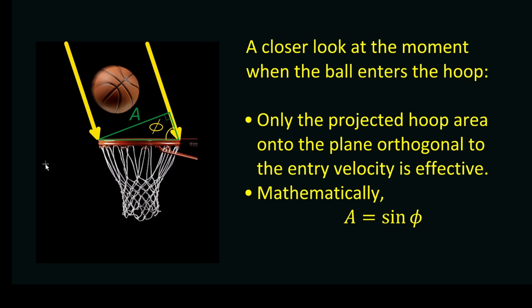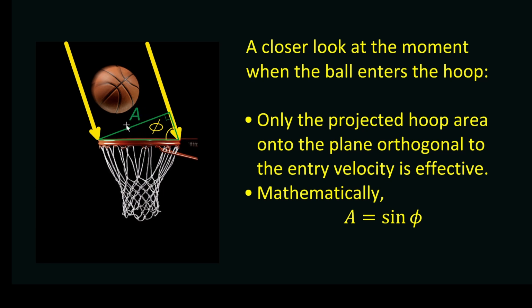To understand the concept of effective hoop area, let's take a closer look at the moment when the ball enters the hoop. So here we have a diagram. The direction of the yellow arrows is the direction of the entry velocity. The effective hoop area, which is shown as the green segment I'm currently pointing at, is the total hoop area projected onto the plane orthogonal to the entry velocity. This is the area that actually counts.